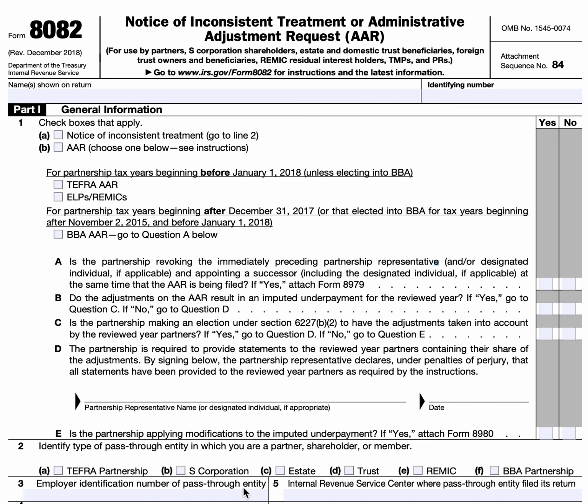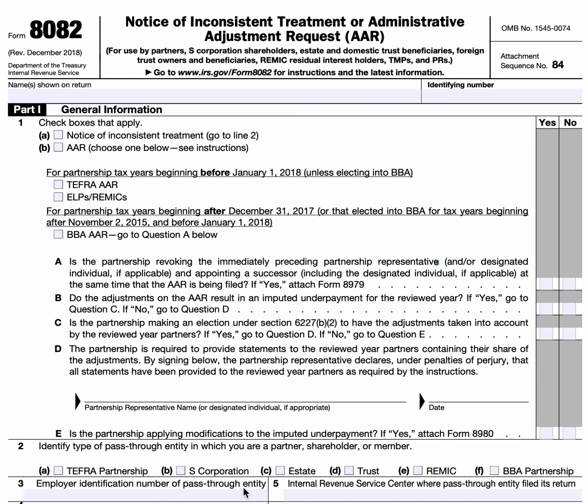So generally, partners, S corporation shareholders, estate and domestic trust beneficiaries, foreign trust owners and beneficiaries, REMIC residual interest holders, TMPs, which are tax matter partners, and PRs, basically partner representatives. So not too many circumstances in which you'll be using this tax form, but if you are, they're going to fall into one of two categories.